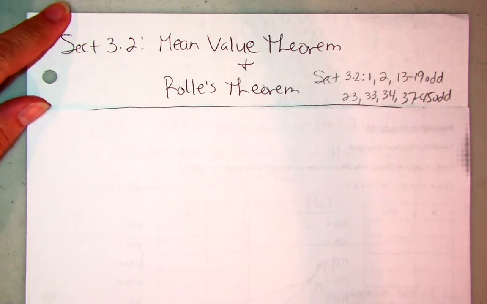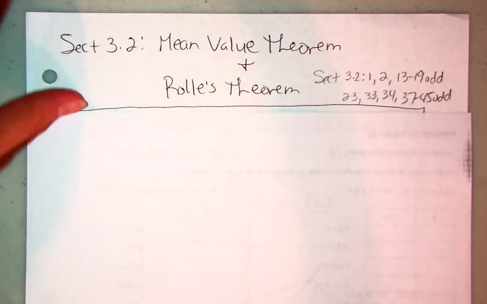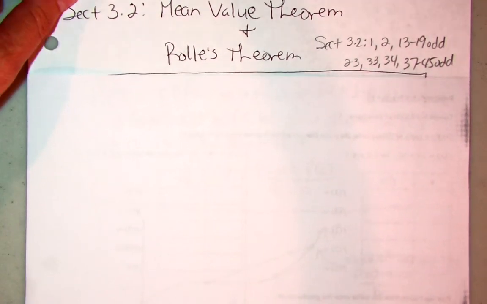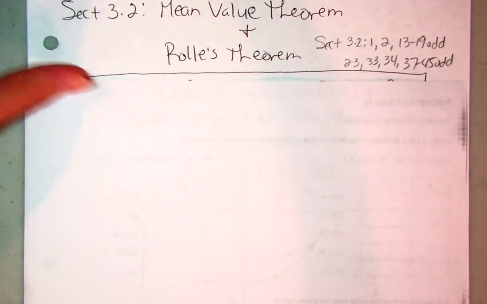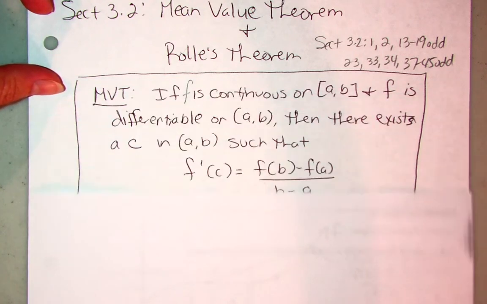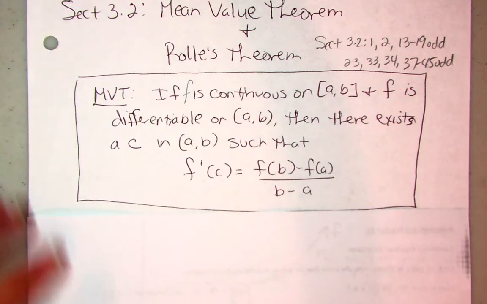The mean value theorem and Rolle's theorem are existence theorems. They're theorems used to prove existence. Then after you have proved that it exists, you have to go find the answer. So let's start with the mean value theorem, or MVT.